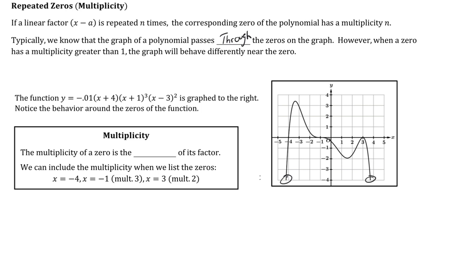Each one of these things that has an x is called a factor. That negative 0.01 is not a factor. That is a coefficient. But the x plus 4, x plus 1, and x minus 3, those are factors. If you take all of the exponents with those factors, the degree of each factor, and add them together, that would give you the degree of the function. So there is a 1 here, and if I add the 1, the 3, and the 2, I get a 6. That 6 is the degree of the polynomial.